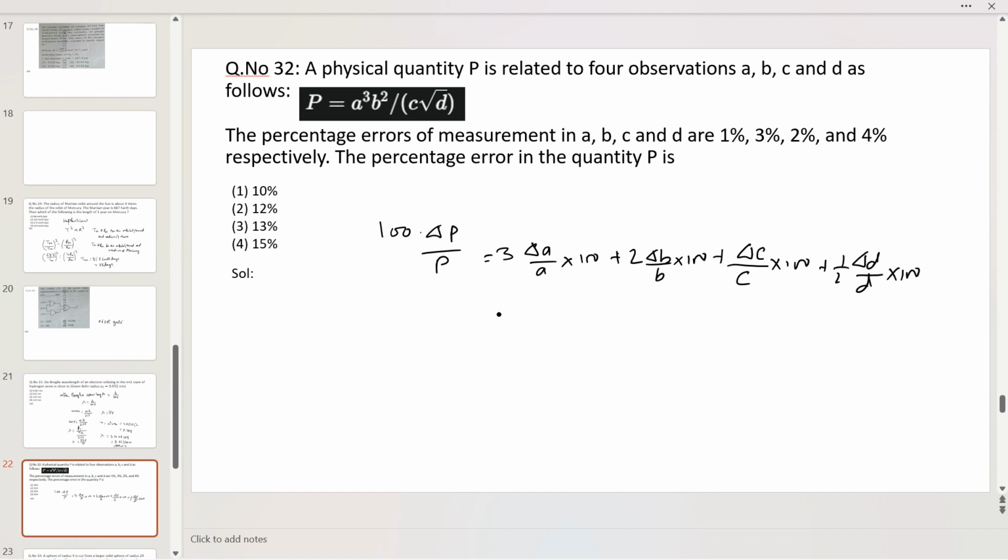So this will be equal to 3 into 1% plus 2 into 3% plus 1 into 2% plus 1 by 2 into 4%. So this comes out to be 3 plus 6 plus 2 plus 2. So this is equal to 30%.